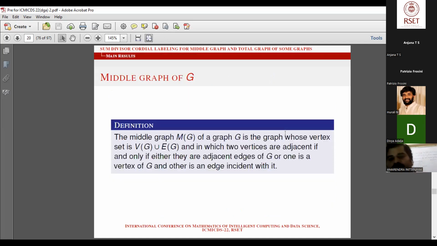This is the main definition for this presentation. Middle graph. The middle graph of G is the graph whose vertex set is the union of vertices and edges of graph G, and in which two vertices are adjacent if and only if either they are adjacent edges of G, or one is a vertex of G and the other is an edge incident with it.